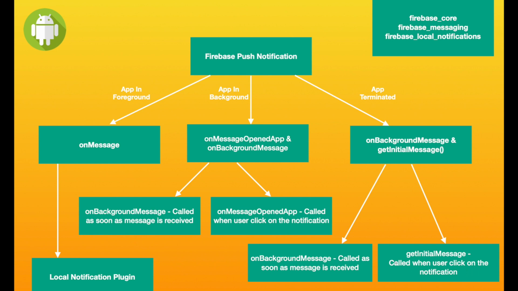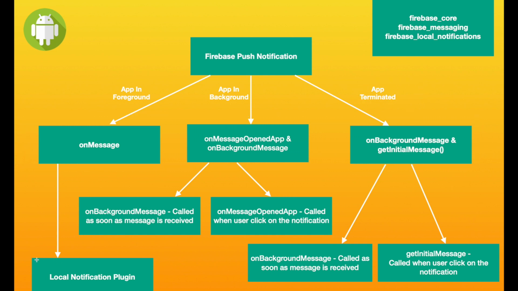So when the user clicks on the notification, the user lands on our application, and in the application this method, getInitialMessage, gets called. You will have all the notification payload and you can do whatever you want with your notification, right? So we understood that we have three scenarios: foreground, background, and terminated, and these are the methods through which we can handle them: onMessage for foreground, onBackgroundMessage and onMessageOpenedApp for background, and onBackgroundMessage and getInitialMessage for app terminated state.